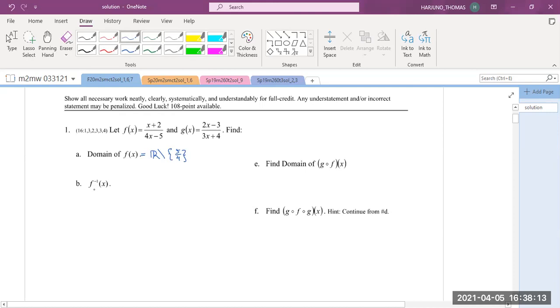Now, every time I ask you inverse function, I always want you to break it into that 4 steps. The first one, replace the f(x) becomes y. The second step, you swap x and y. The third step, you solve for y.